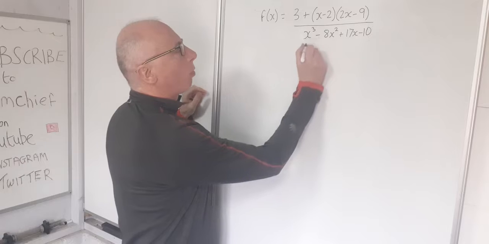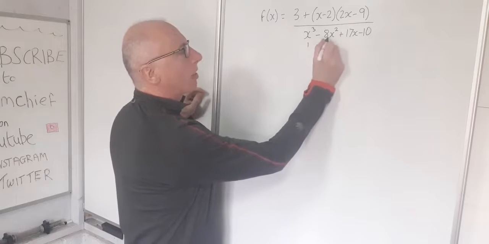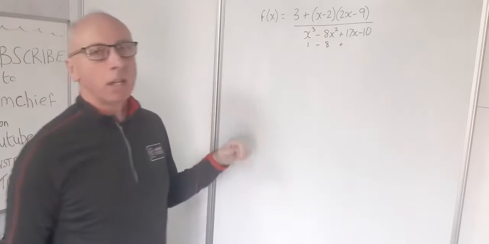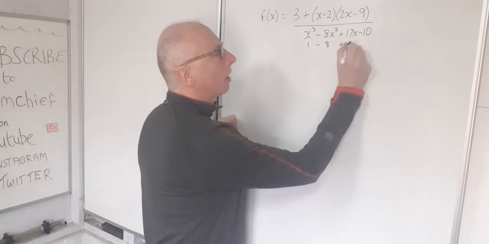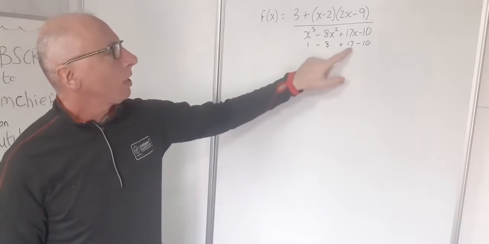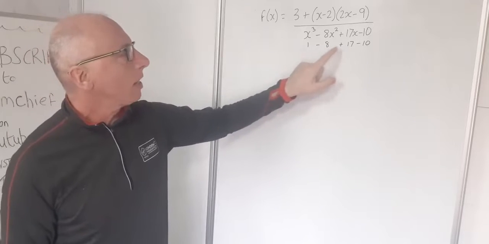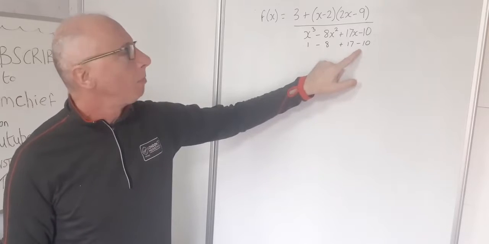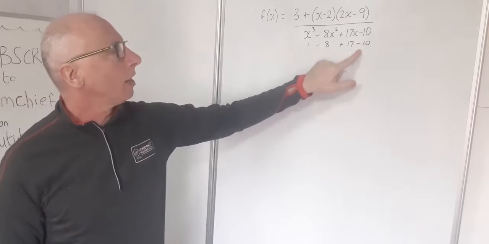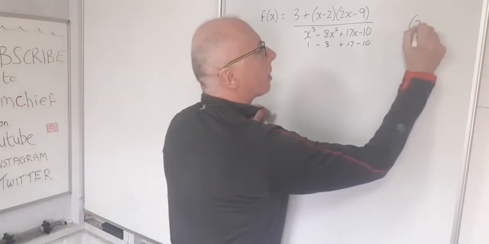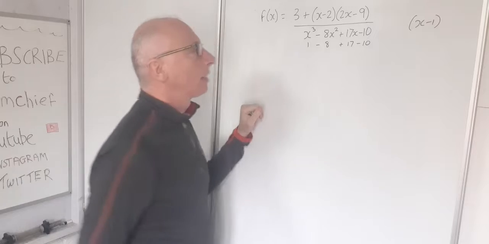So if we plug in 1, 1 cubed is 1. Minus 8 times 1 squared is minus 8. 17 times 1 is plus 17. And minus 10. So 1 plus 17 is 18, minus 8, minus 10, gives 0. So therefore x minus 1 is a factor. So we could take an x minus 1 out of it. So let's have a go at that.